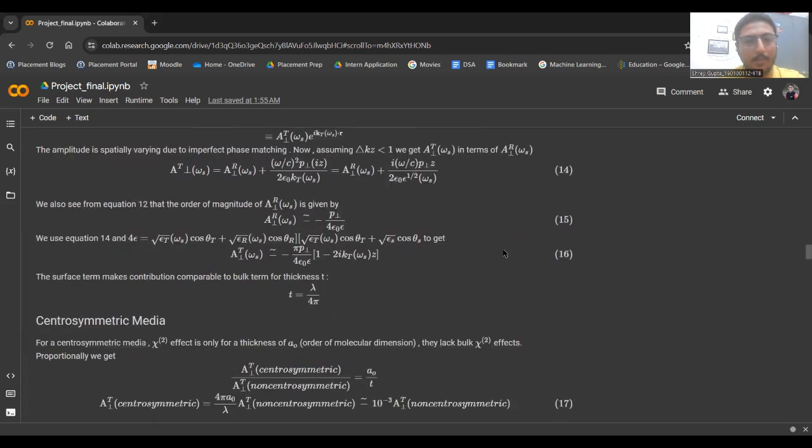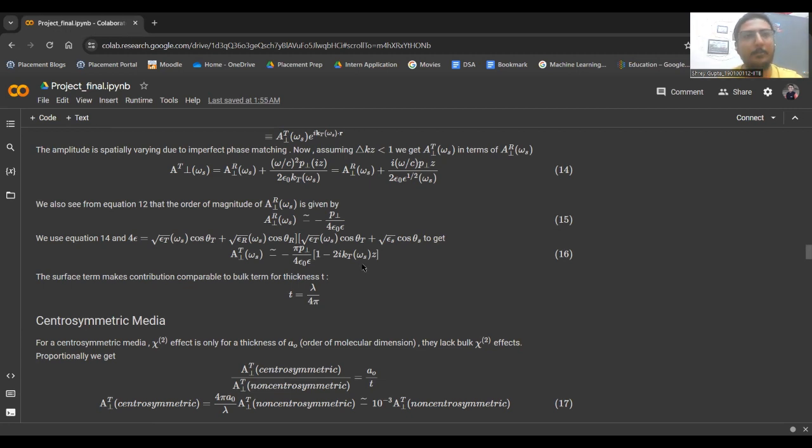So we get our desired amplitude, which is the amplitude of the transmitted wave perpendicular, equal to minus i P perpendicular upon 4 pi epsilon times 1 minus 2 i k_t omega z. So now the surface terms make a contribution comparable to the bulk term of thickness t. So we can find the thickness in this. As you can see, k z is very small, so we can again approximate this into an exponential, e raised to the power minus 2 i k_t z.